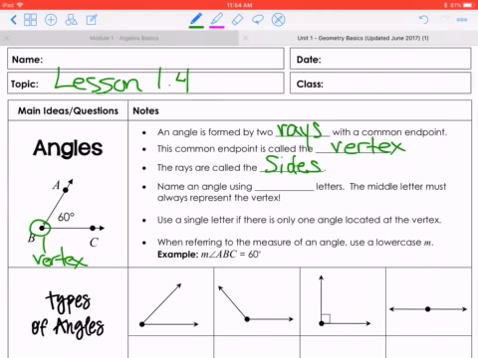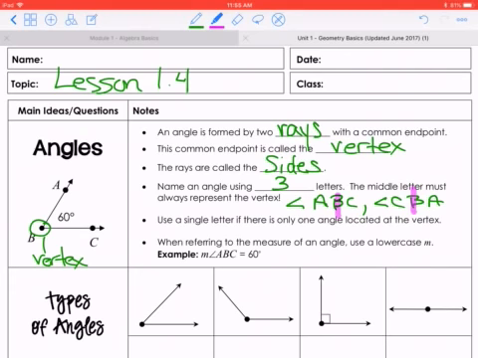They have a common endpoint, which is called the vertex, and the rays are also called the sides of your angle. Now, when you are naming an angle, you're going to use 3 letters. Remember that the middle letter always represents the vertex. So B always has to be in the middle. When naming an angle, you use the angle symbol, which kind of looks like a less than sign. This could be known as angle ABC, or you could go the other direction and call it angle CBA. But notice B is always in the middle. The vertex has to be the middle point no matter what.